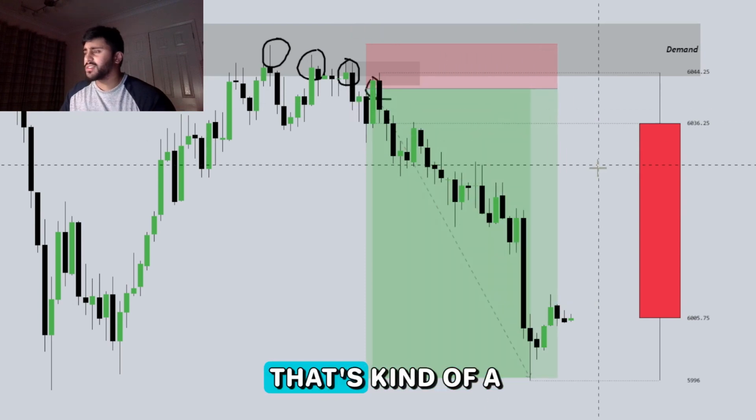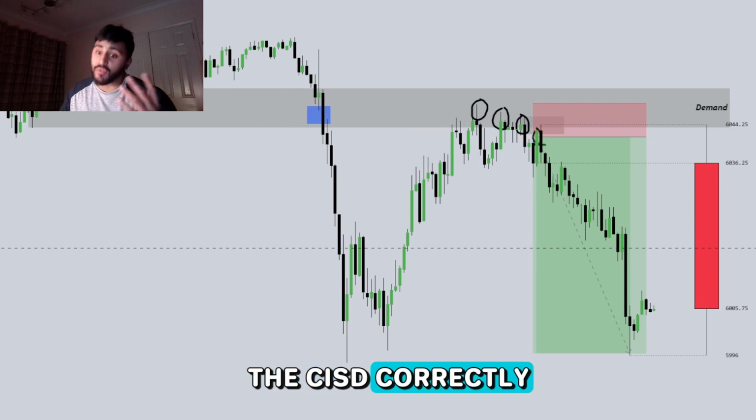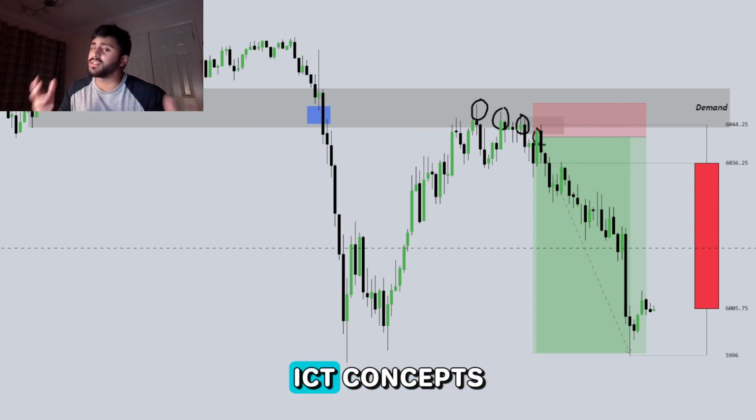Okay, so that's a quick trade recap as to how you can trade the CISD correctly with order flow and ICT concepts.